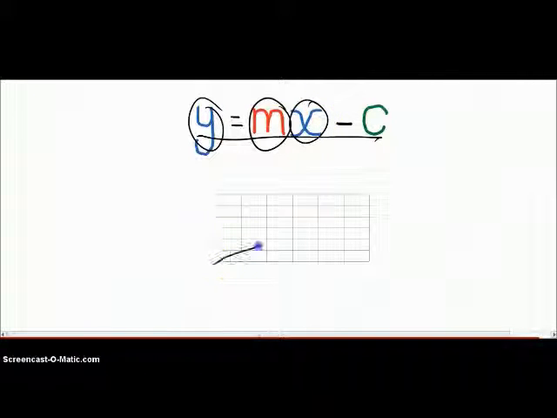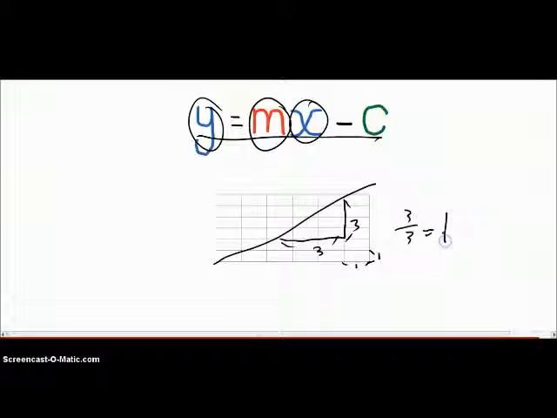Here, for example, we have a line, and if each box side by side equals 1 unit, not centimeters, 1 unit, then from here to here will be the gradient. Now this is 3, and this is 3. Therefore, 3 over 3, put in a fraction, equals 1. Therefore, the gradient of this line is 1.